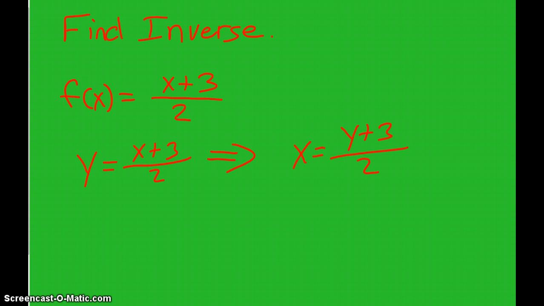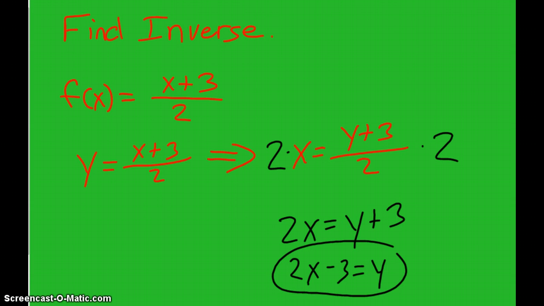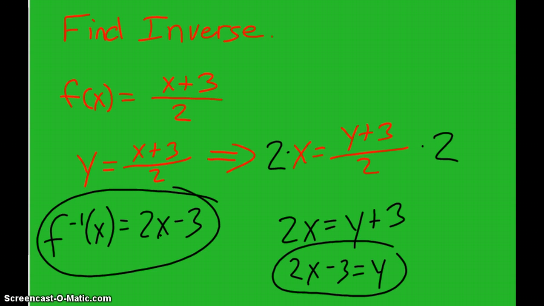Now, in order to put it back into function notation, we need to have y equals. So we go through some solving steps. I want to get rid of divided by 2, so I'm going to times 2. To get y equals, we'd have to minus 3. So that would be the inverse function. But in order to write our answer in function notation, we would say the inverse function of x is 2x minus 3. That becomes the final answer.